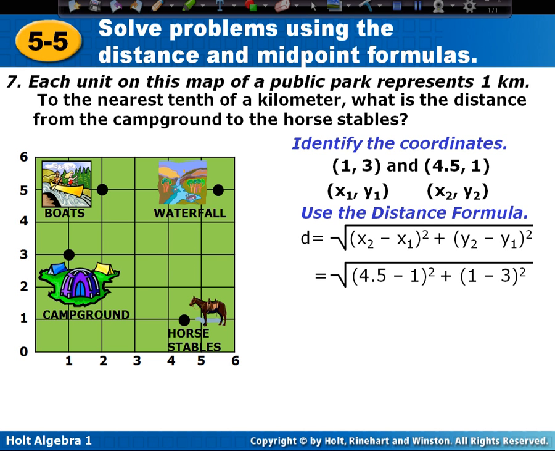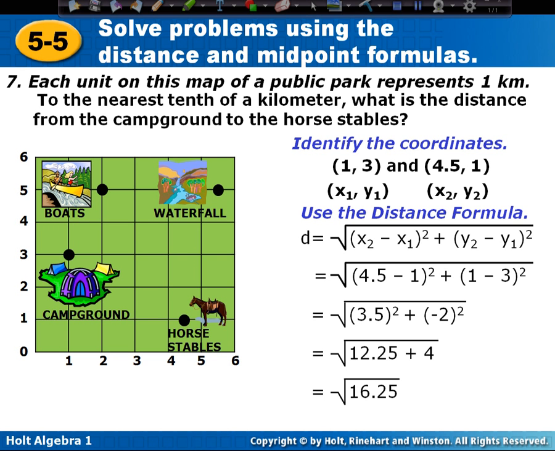We're going to go ahead and plug stuff in. We're going to say 4.5 minus 1 right here, squared, plus 1 minus 3 squared right here. Again, I'm going to do what's in parentheses first. So 4.5 minus 1 is 3.5, and 1 minus 3 is negative 2. So the square root of 3.5 squared plus negative 2 squared. Then I'm going to square both numbers: 3.5 squared is 12.25, and negative 2 squared is a positive 4, because that's negative 2 times negative 2. Then I'm going to add those numbers together, and I get the square root of 16.25.